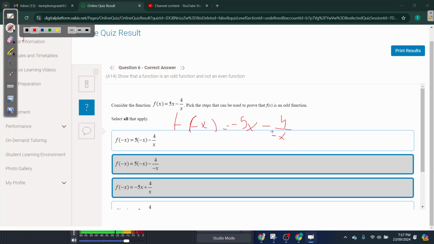minus negative x, sorry. The negative with the negative here cancel out to make a positive. So this is your final answer. But here they also included this step. This is the multiplication step, which I skipped. But yeah, those are your 3 options.